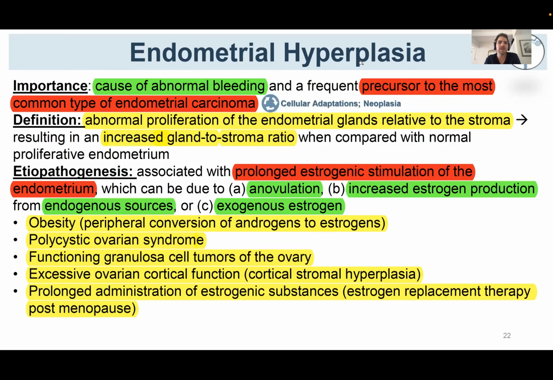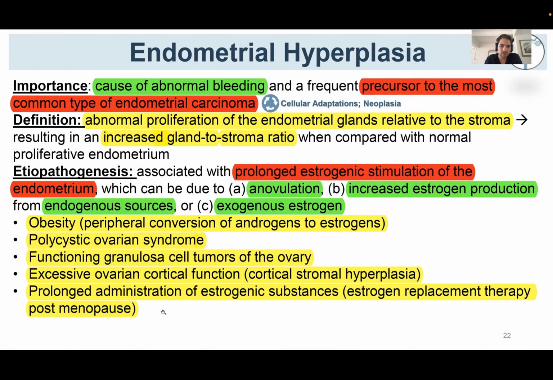All right, then you get endometrial hyperplasia. As you would expect, this is due to estrogen, right? Typically, prolonged estrogenic stimulation is important for this endometrial hyperplasia. That's the growth phase in the menstrual cycle. So if you get an excess estrogen for whatever reason, that could lead to hyperplasia.